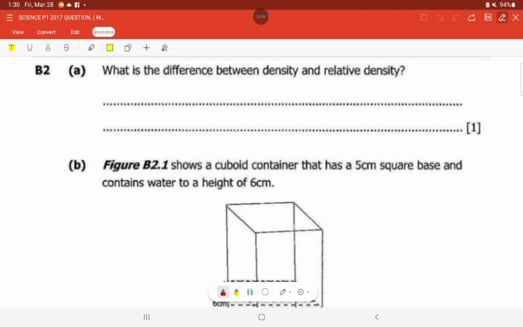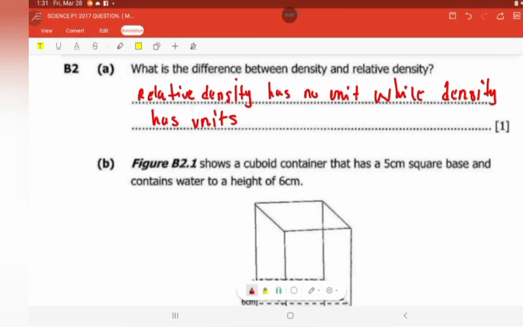Now, as you can see, this question only carries 1 mark, so you cannot just waste your time to write that. Yes, you can, but in the exam room you need time. So in a simpler way you can just say relative density has no units, while density has units. You can just write it there.